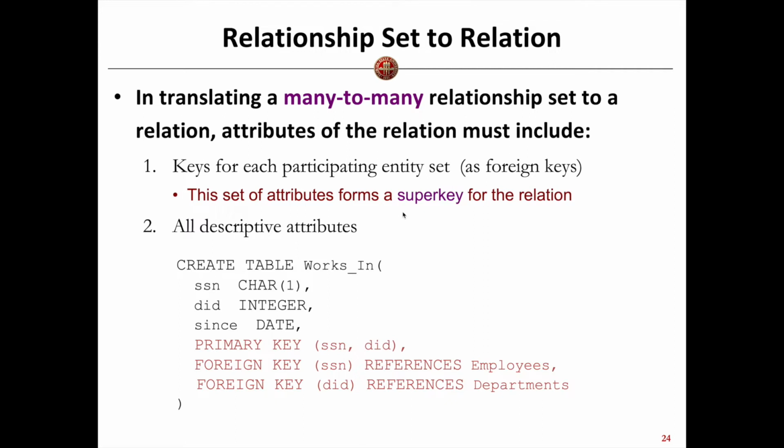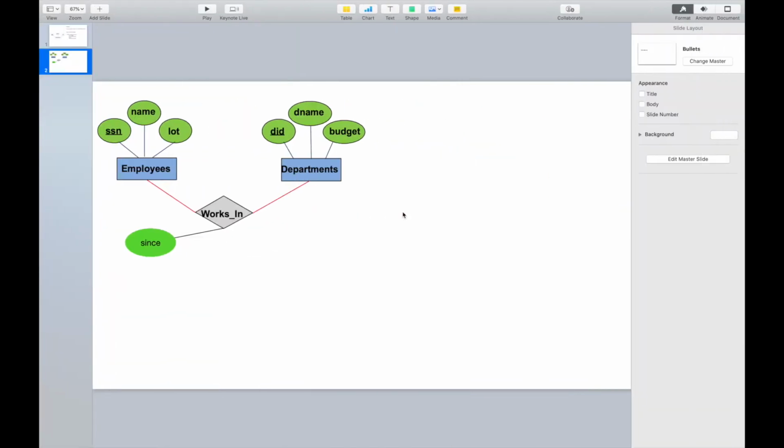So we can use an example to illustrate how we can do the translation of such a relationship. In this page, we show you an example we used before in the ER model, right? This is about the works-in relationship between employees and departments. We have two entities here. The first one is the employee. It has three attributes: SSN, name, and lot. The second one is the department. It covers three attributes: DID, which means the department ID, department name, as well as the budget.